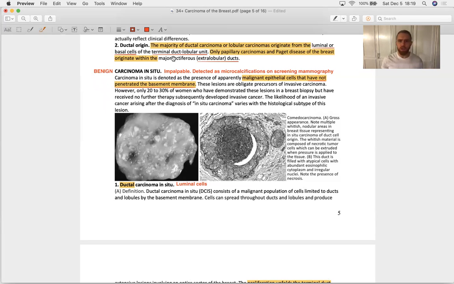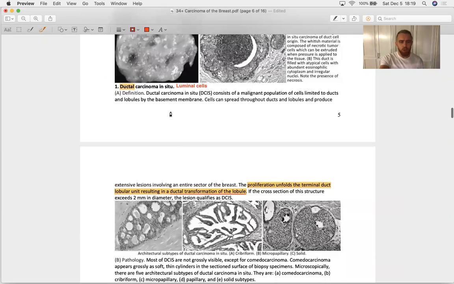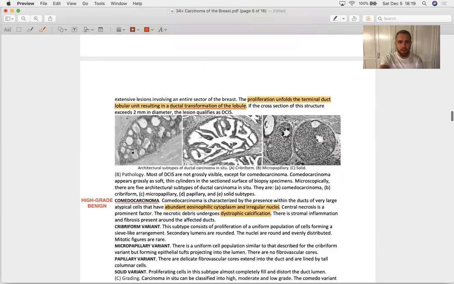So benign cancers, we catch them on X-ray screening, and they have not penetrated the basement membrane. You can have a ductal benign cancer, in which case you're going to see ducts inside the tissue. Look at all these ducts in here. Look at this micropapillary pattern. That's one large duct in the middle. And then very rarely you'll see a solid pattern. You won't get asked about that.